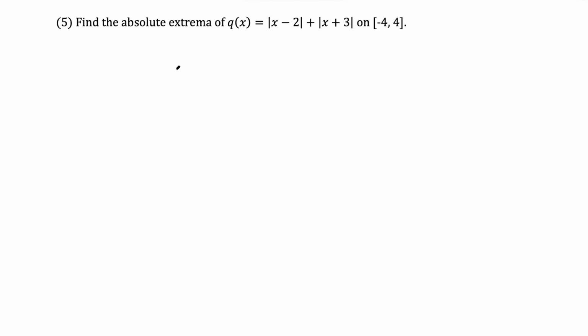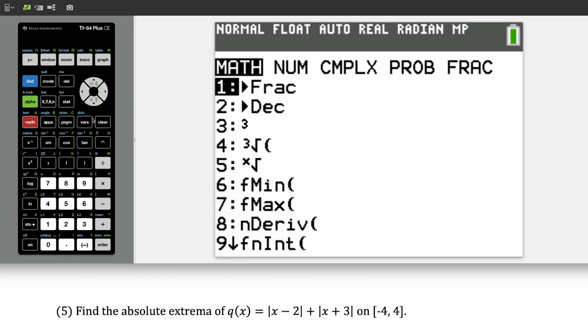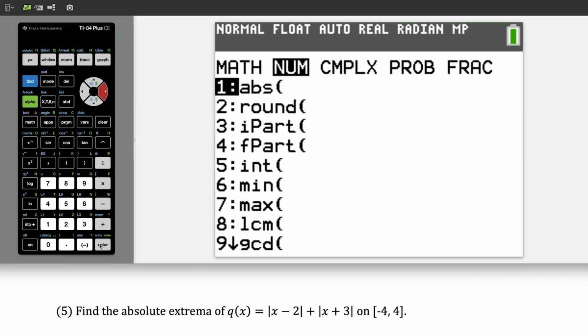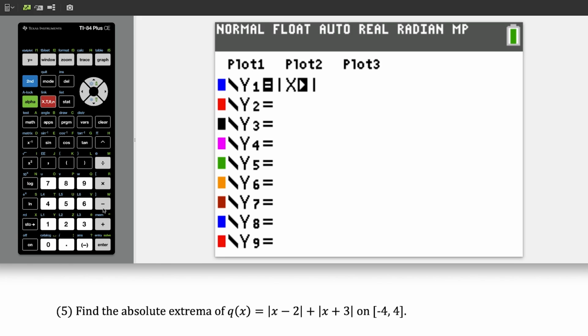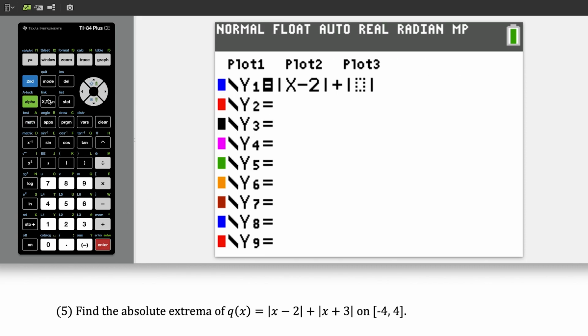Question 5, our last question. We want to find the absolute extrema of q of x on the interval from -4 to 4. And for this question, we'll use technology. So we could switch over to the y equals here, and we're going to type in the function. So we're going to press math, go to the right to ABS for absolute value, and we have x minus 2 on the inside. And then we get out of this by hitting the right arrow, we write plus, and we pull up another absolute value. And this time around, we're going to write x plus 3 on the inside.